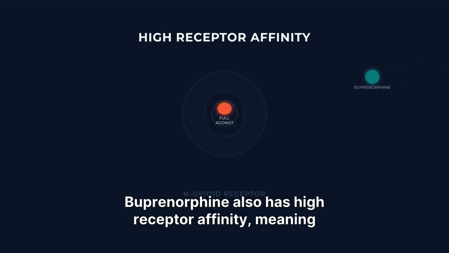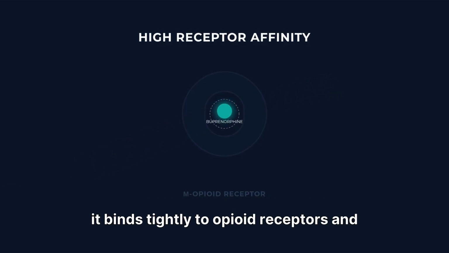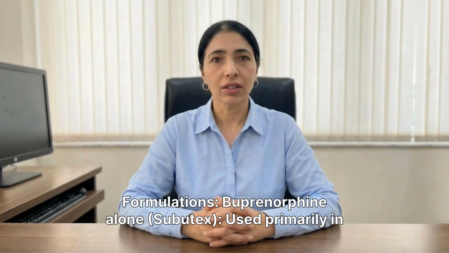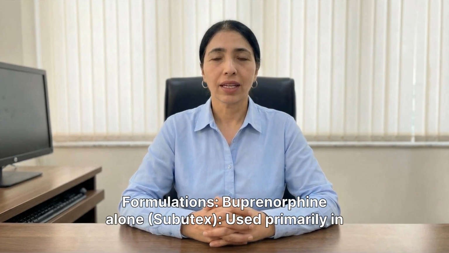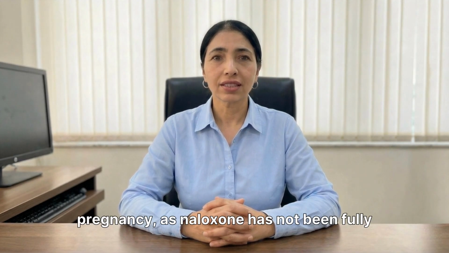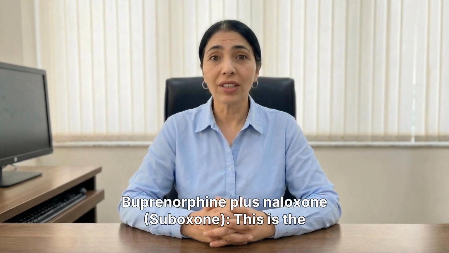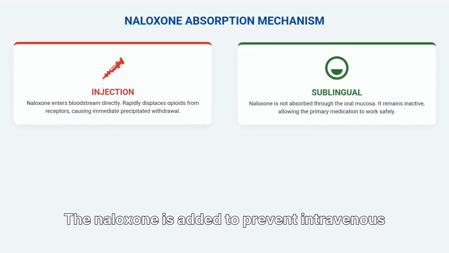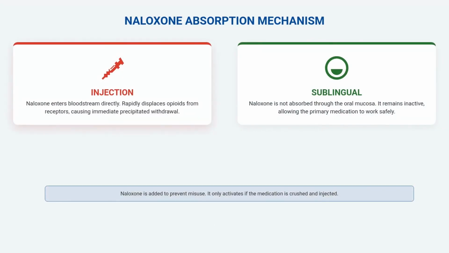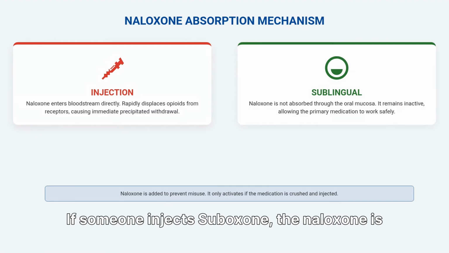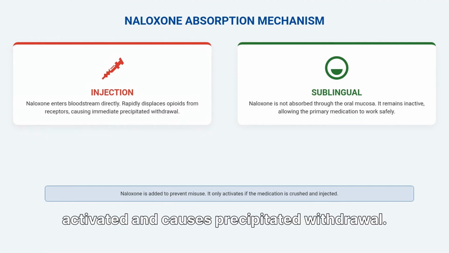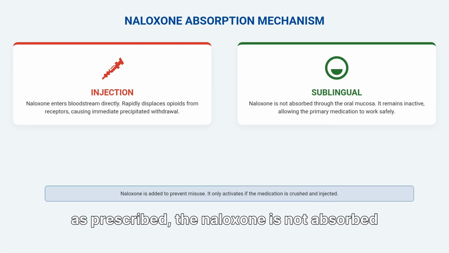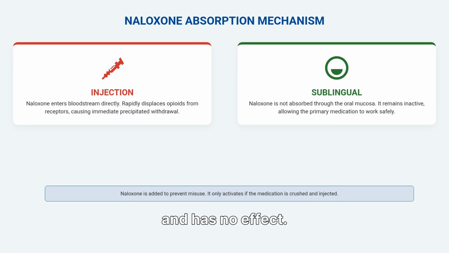Buprenorphine also has high receptor affinity, meaning it binds tightly to opioid receptors and displaces other opioids. Formulations: buprenorphine alone, Subutex. Used primarily in pregnancy, as naloxone has not been fully studied in pregnant women. Buprenorphine plus naloxone, Suboxone. This is the standard formulation. The naloxone is added to prevent intravenous misuse. If someone injects Suboxone, the naloxone is activated and causes precipitated withdrawal. However, when taken sublingually, under the tongue, as prescribed, the naloxone is not absorbed and has no effect.